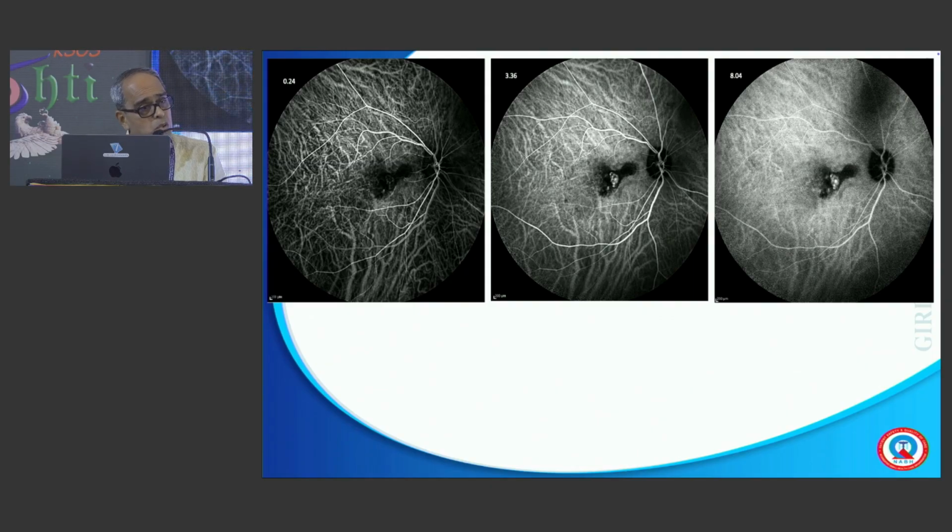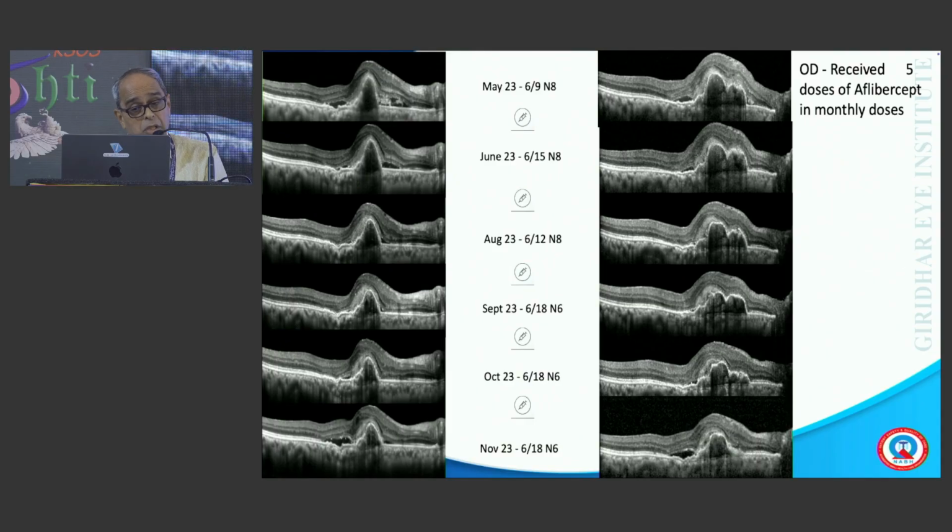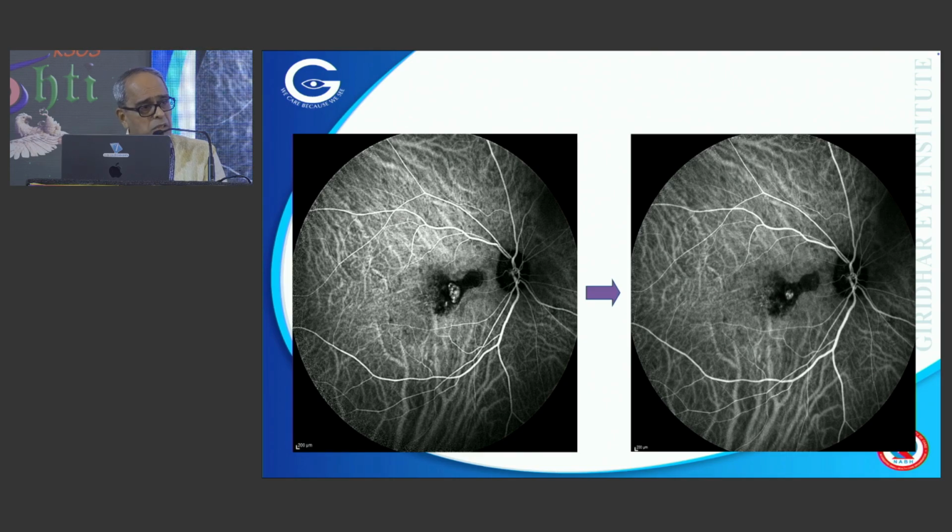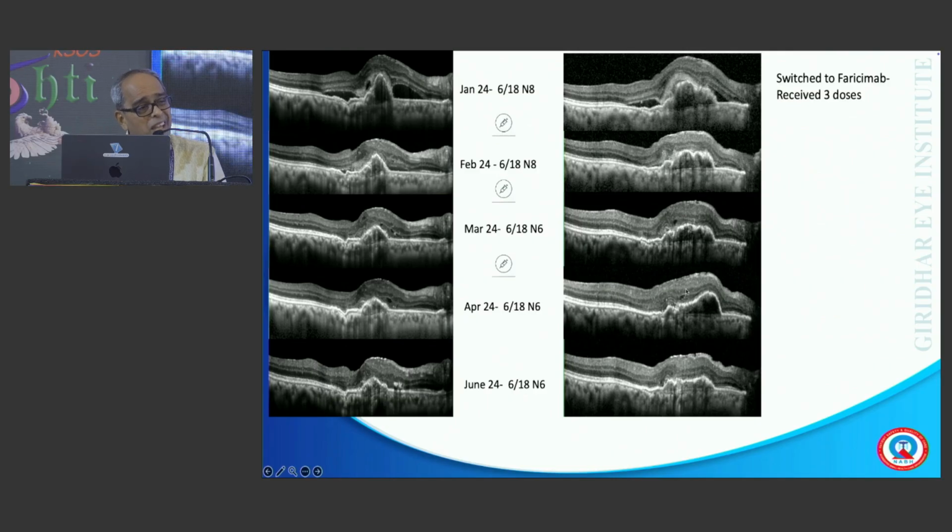Now these are the most dangerous polyps because they can bleed, they're more difficult to treat, and they are very resistant to anti-VEGF treatment. Now this particular patient received monthly doses of aflibercept with very poor response, you can see here. He was shifted to faricimab, and when I repeated the ICGA, there was a slight reduction in the number of polyps, but still very active. The response to faricimab was quite good.